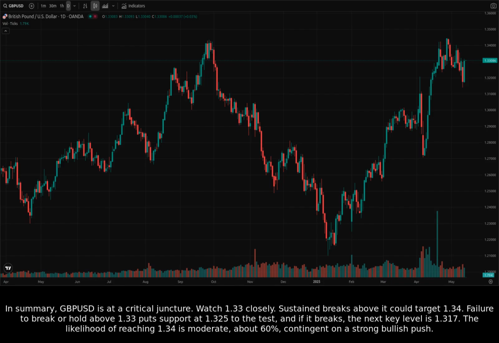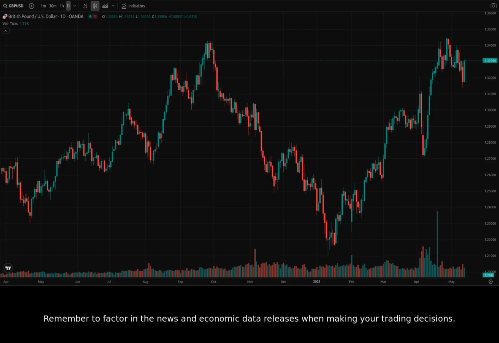In summary, GBPUSD is at a critical juncture. Watch 1.33 closely. Sustained breaks above it could target 1.34. Failure to break or hold above 1.33 puts support at 1.325 to the test, and if it breaks, the next key level is 1.317. The likelihood of reaching 1.34 is moderate, about 60%, contingent on a strong bullish push. Remember to factor in the news and economic data releases when making your trading decisions.